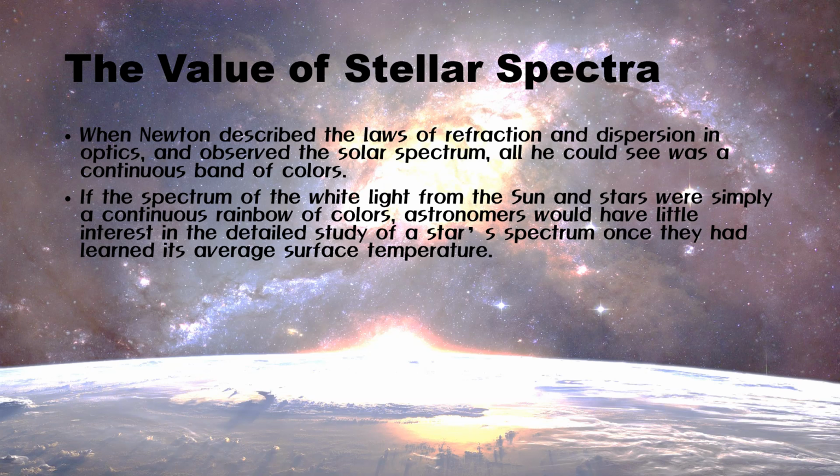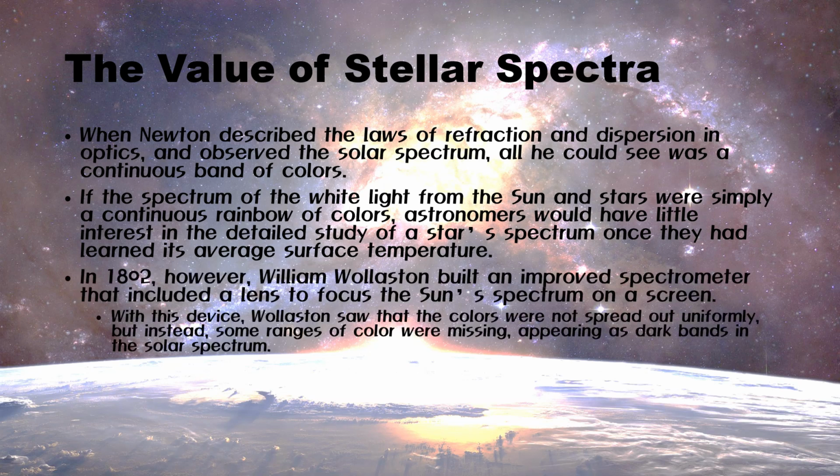Now, if the spectrum of the white light from the sun and stars were simply just a continuous rainbow, astronomers would have very little interest in the detailed study of a star spectrum once they had learned its average temperature. In 1802, however, William Wollaston built an improved spectrometer that included a lens to focus the sun spectrum on a screen. Remember, we talked about how you can put it on there and see the rainbow.